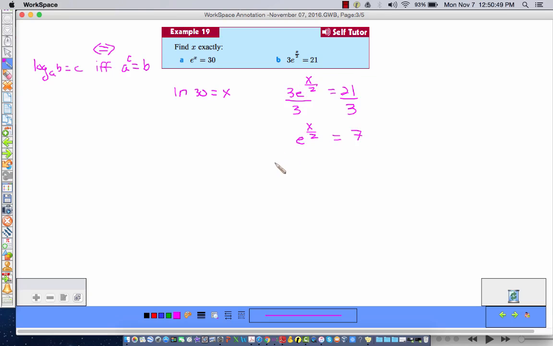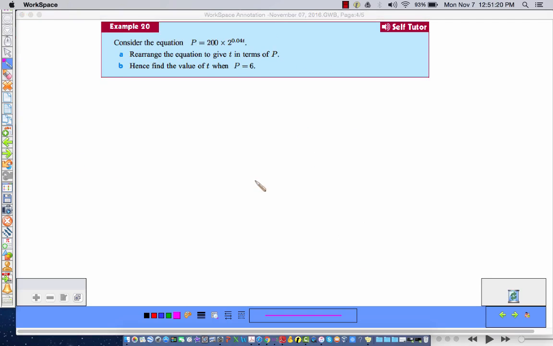Well, now if I take the natural log of both sides, natural log of 7, natural log base e of e to the x over 2, that's equal to x over 2. So x over 2 equals the natural log of 7. Multiply both sides by 2, and x equals 2 multiplied by the natural log of 7. So easy peasy, easy stuff. If you know your laws of logarithms, it makes solving exponentials very, very simple.